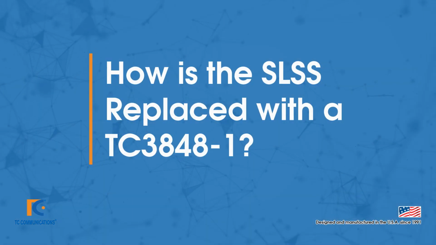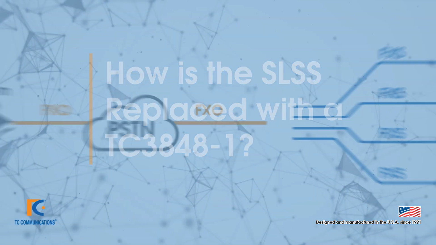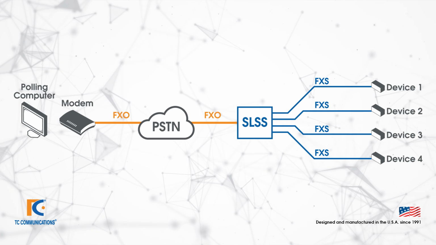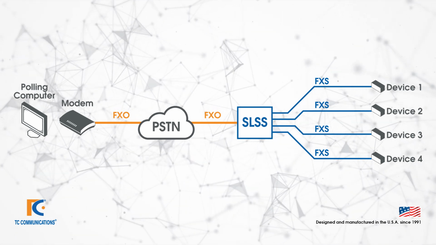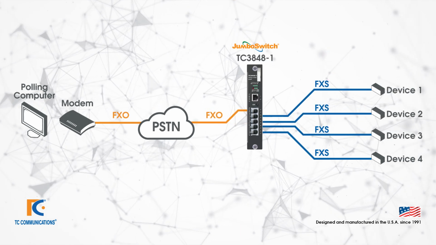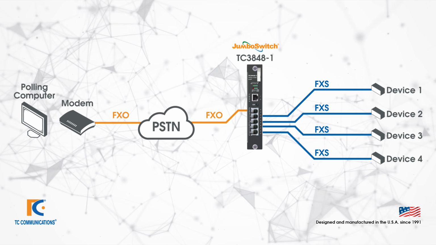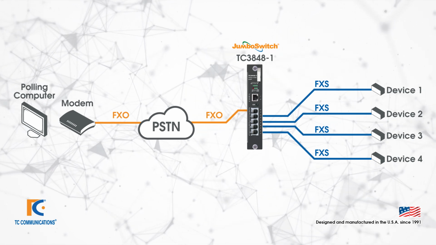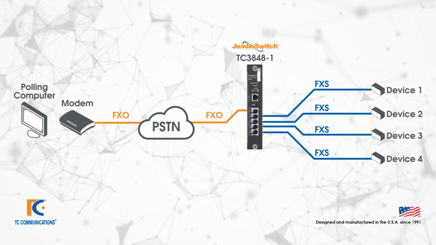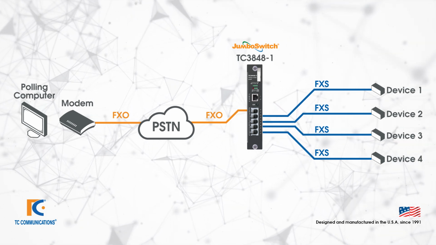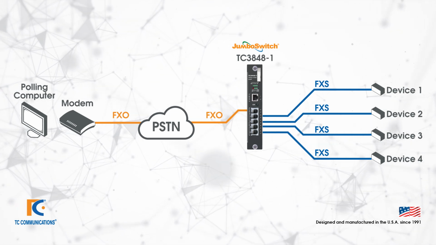So how exactly do we put a TC3848-1 in place of an SLSS? This is a 4-port SLSS device connected from the PSTN to 4 devices as shown on the right. We can simply drop in the TC3848-1 in place of the SLSS. The FXO port connects to the phone line, and the 4 FXS ports connect to the 4 devices, and as previously mentioned, you then program the virtual PBX to allow access to the FXS ports.